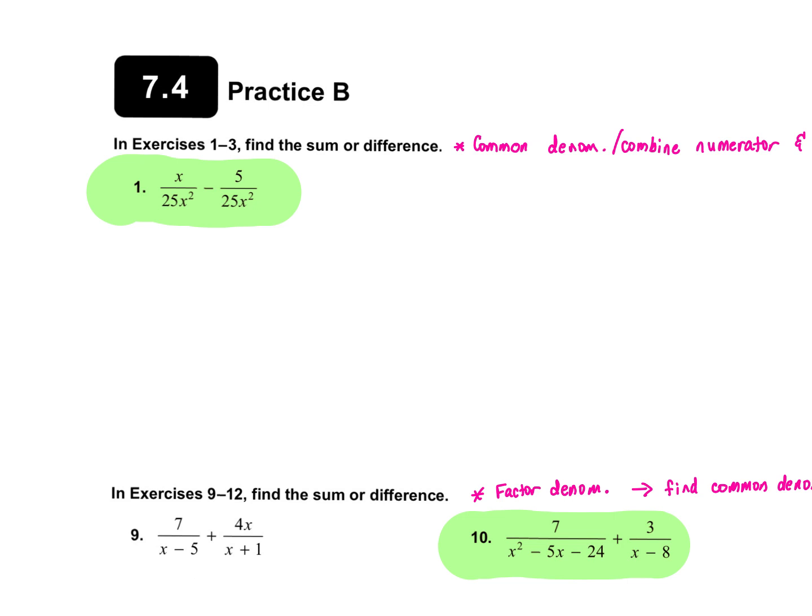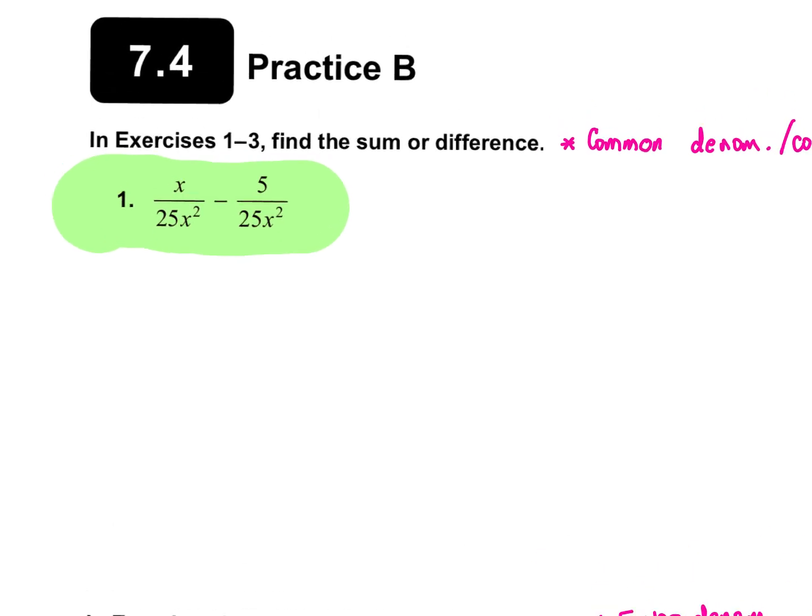So everybody got your review pulled up? Ready to go? Yes? Okay, here we go. So what do we do with number 1? What do we notice about number 1? We're going to get the same, it has the same denominator already. Perfect. What else do you notice? What does this not have? It does not have an equal sign.